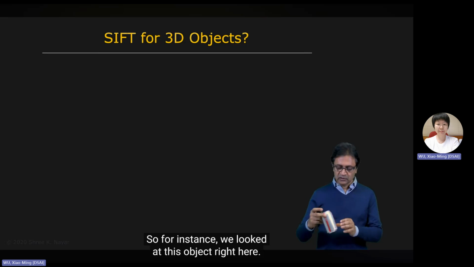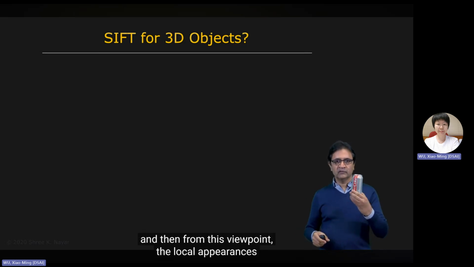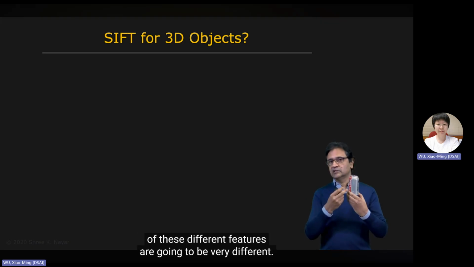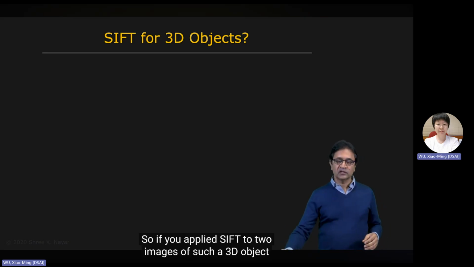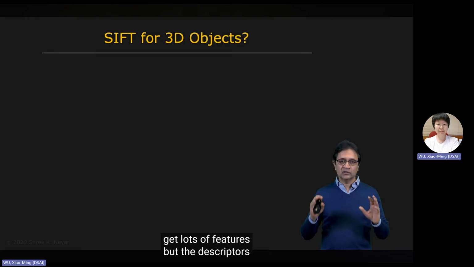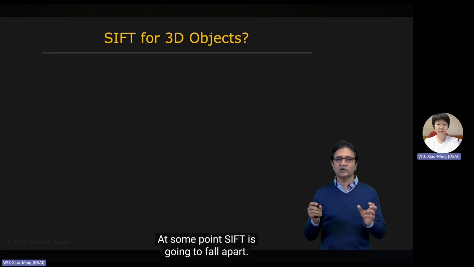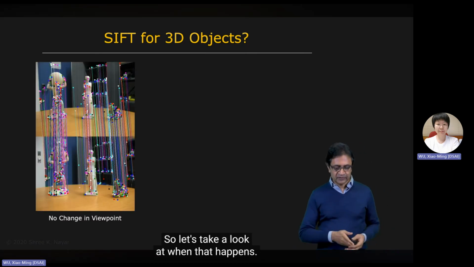So for instance, you looked at this object right here. If you look at it from this viewpoint and then from this viewpoint, the local appearances of these different features are going to be very different. So if you applied SIFT to two images of such a 3D object seen from different viewpoints, you will indeed get lots of features, but the descriptors are not going to really match. At some point, SIFT is going to fall apart. So let's take a look at when that happens.